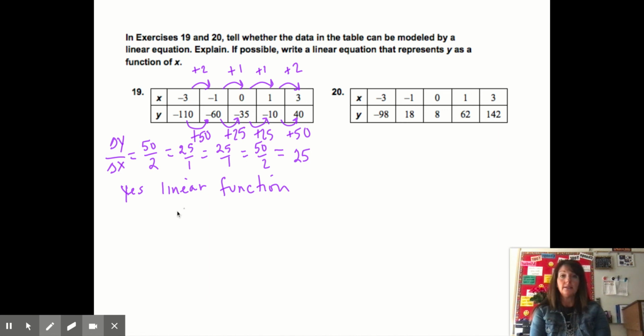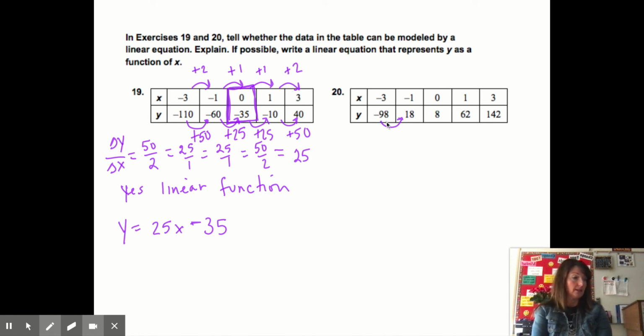Okay, and since it's linear, we got off easy because the input value of 0 is right here. So we could write it as y is equal to 25x minus 35. But we could also calculate it using the point-slope formula if we need to. Let's look over here.